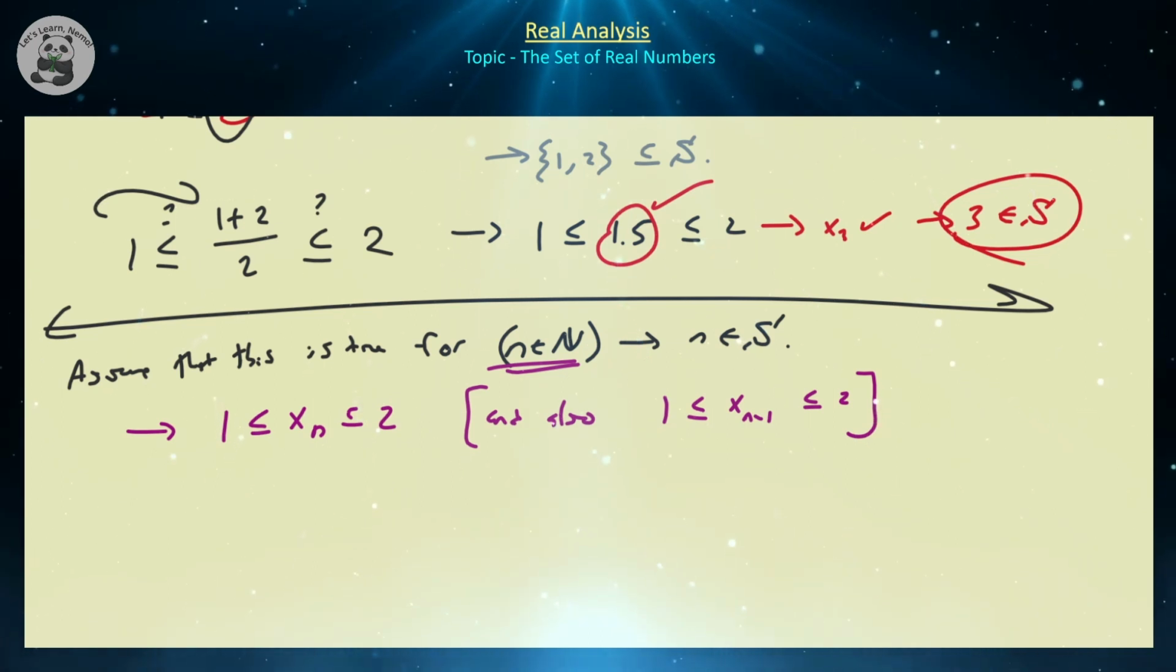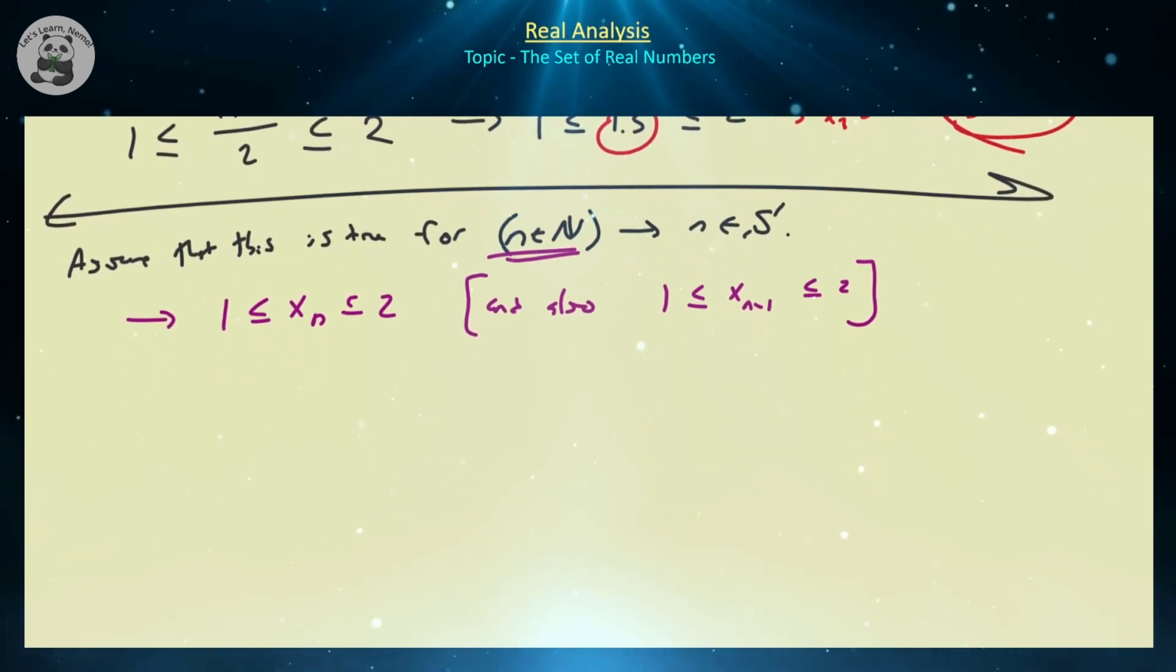Now, I'll mention briefly once I finish this proof why this is also true, because there's another theorem that's sort of equivalent to the principle of mathematical induction, right? So 1 is less than or equal to x_n is less than or equal to 2. And let's see if we can get anything from this. So if that is true, does this imply that x_{n+1} is between 1 and 2 as well?